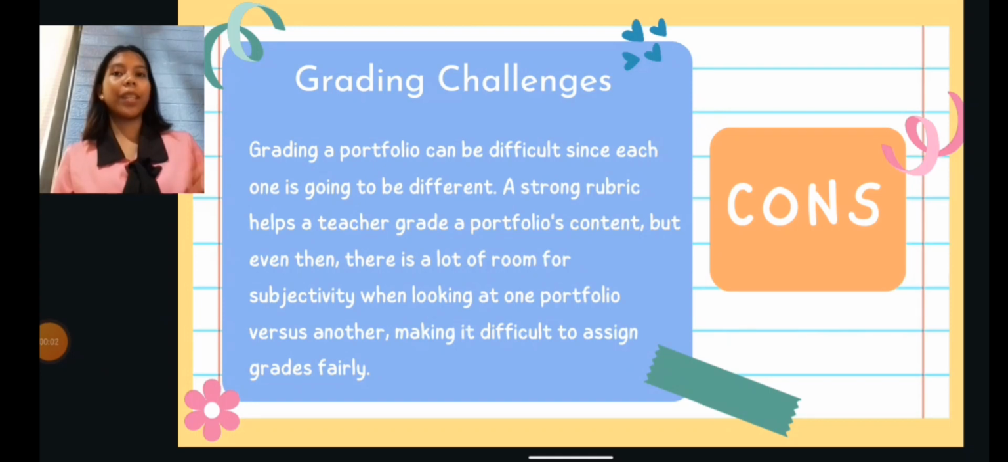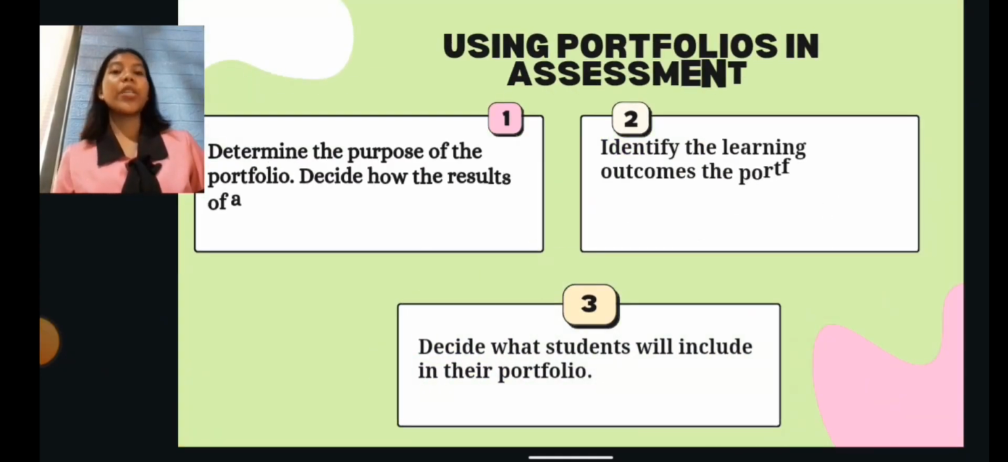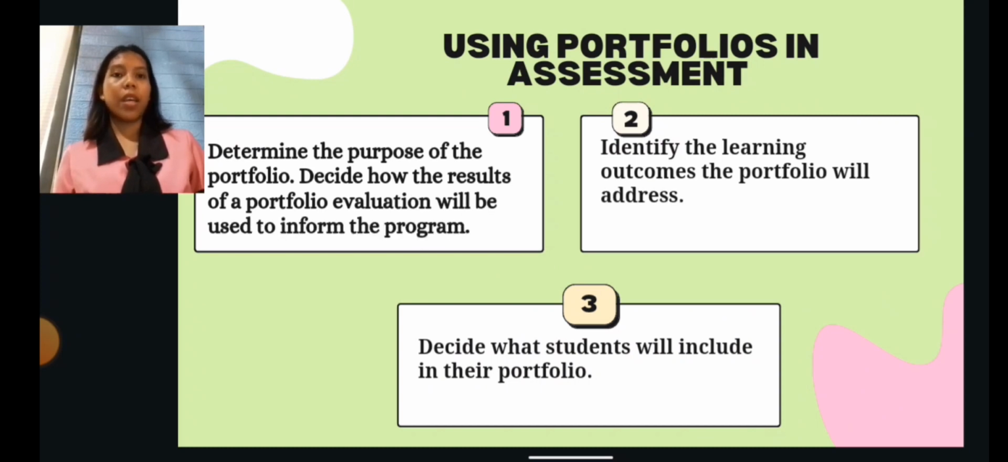And now, let's move on to using portfolio in assessment. There are six steps in using portfolio in assessment. The first one is determine the purpose of the portfolio. Decide how the results of a portfolio evaluation will be used to inform the program. So when there's a program, there is a portfolio that will be shown for the evaluator to examine it.